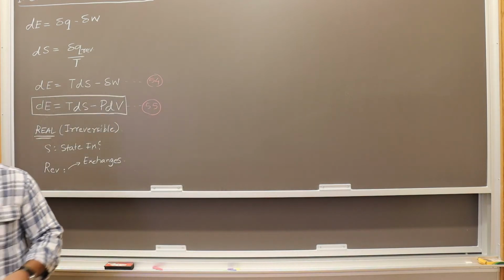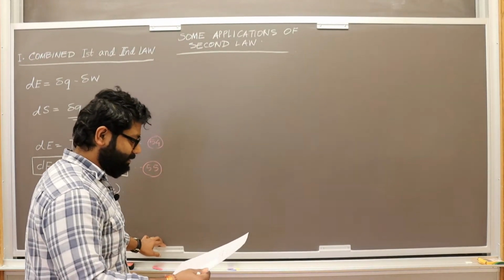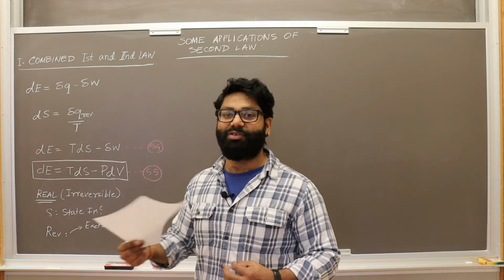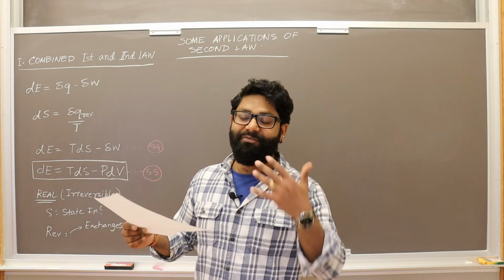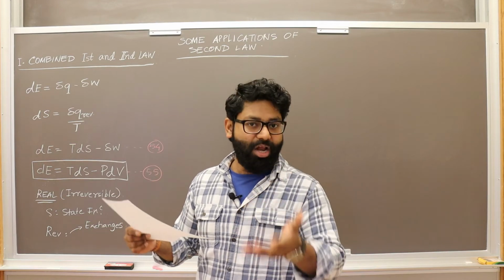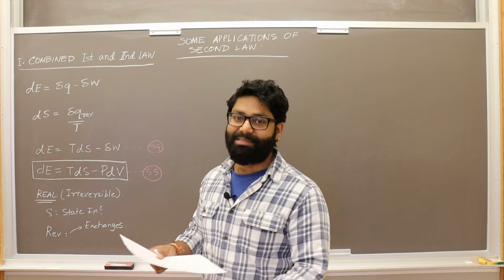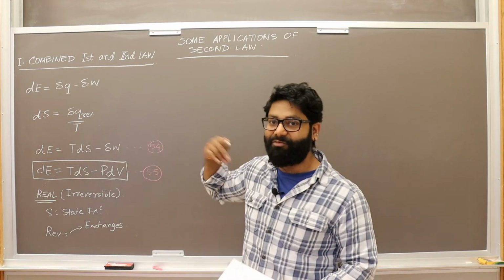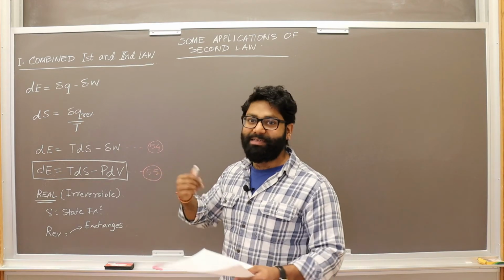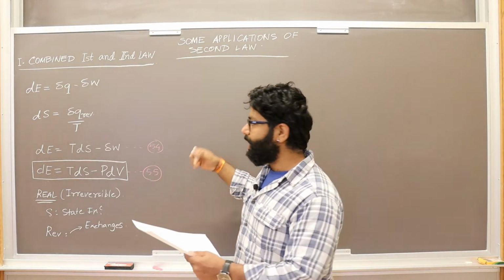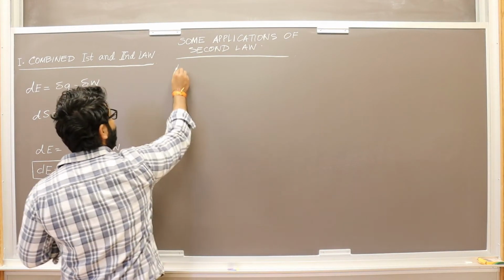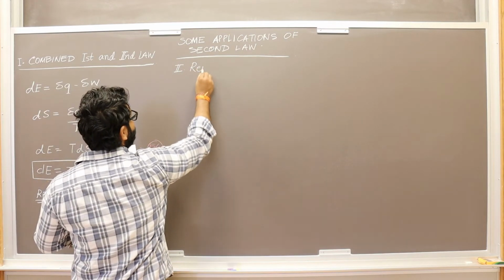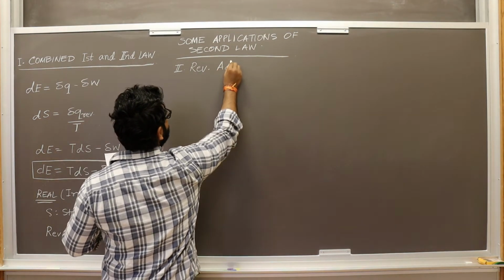Now let's see some basic types of processes, like the adiabatic, isothermal and isobaric processes we saw when we were discussing the first law of thermodynamics. Now let's use the same concept. Using this new law and the old understanding of the different processes, we'll try to find out the entropy change in different kinds of processes. So starting off, let's go for the entropy change during a reversible adiabatic process.